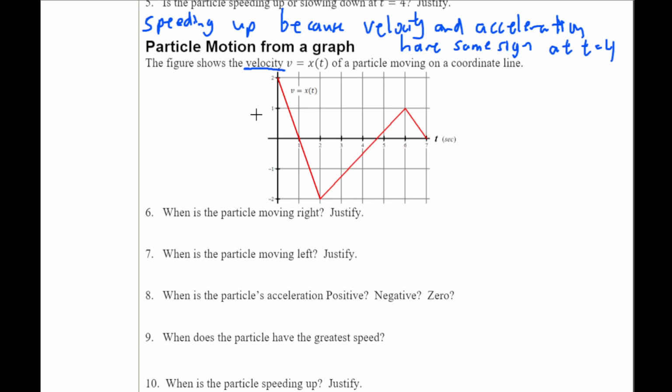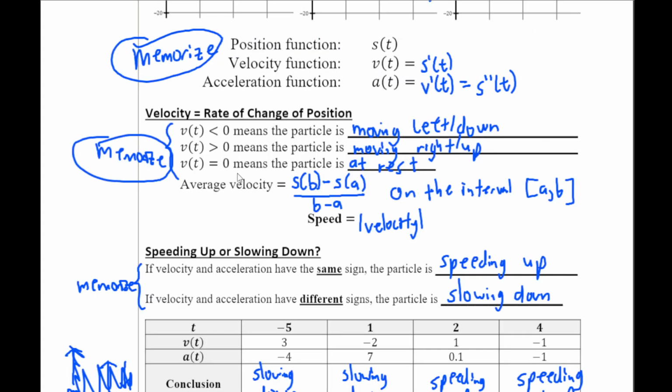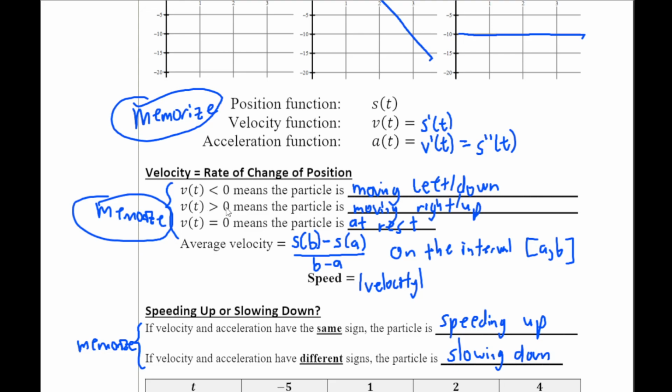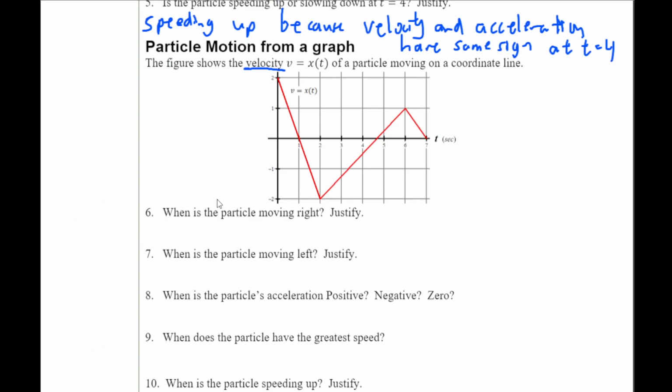When is the particle moving to the right? If you think about the terms from the previous page, the particle is moving right when velocity is greater than 0. So I can just write that down: moving right when v of t is greater than 0.